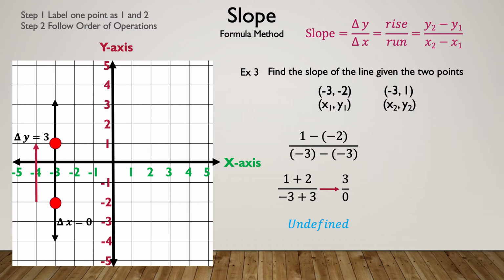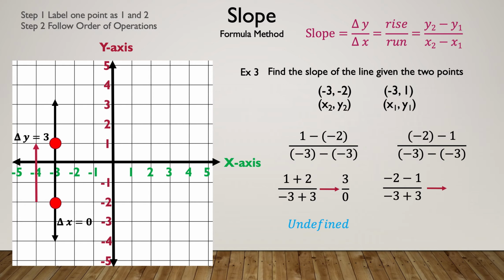Now let's take a look at what happens if we flip-flop the numbers. So (-3, -2) is point 2 and (-3, 1) is point 1. Now let's substitute. We can say negative 2 for y2, 1 for y1, negative 3 for x2, and negative 3 for x1. And remember, the parentheses for the negative numbers will be helpful when we do the order of operations.